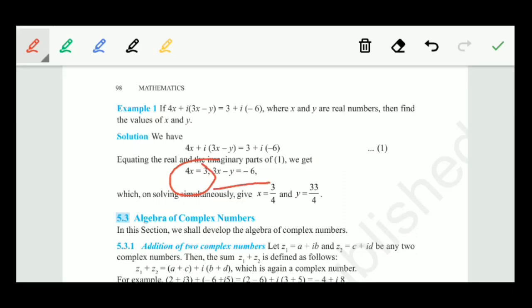And from the first part you can see from here you will get the value of x, and put this value in this equation. After substituting the value of x, you will get the value of y.